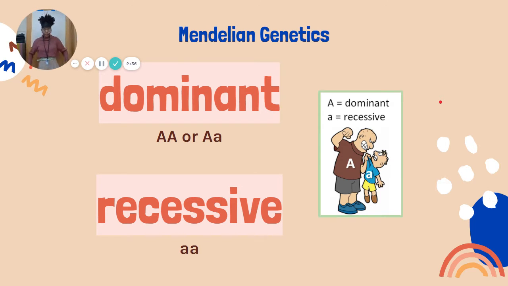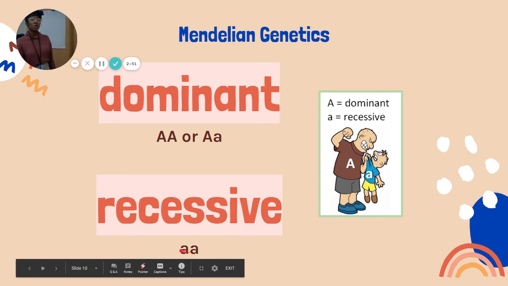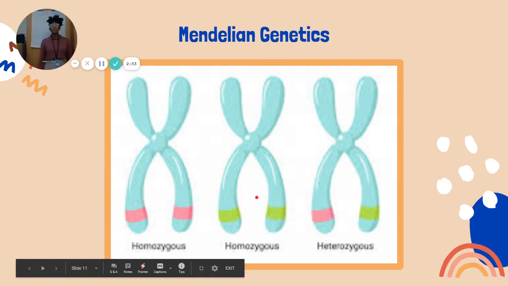Recapping Mendelian genetics. So in Mendelian genetics, there is this thing called dominant. Dominant is represented with a capital letter. If dominant is in the genotype, then it's going to be seen. All recessive alleles are going to be the weaker, smaller alleles that are only seen if there are 2 recessive alleles.